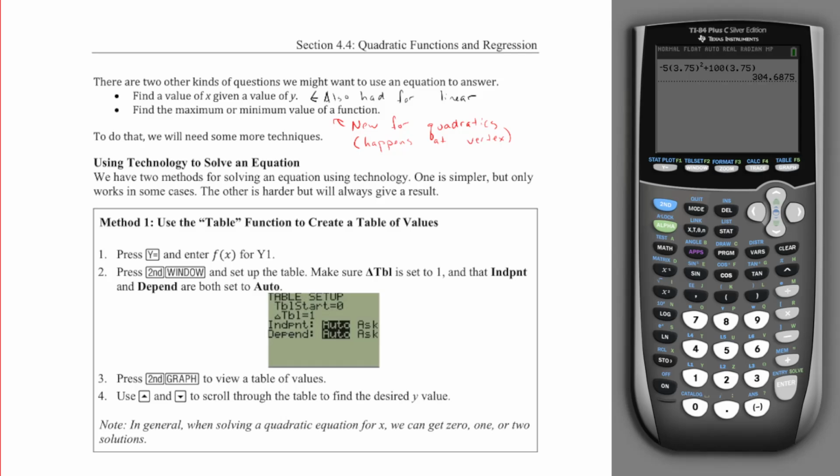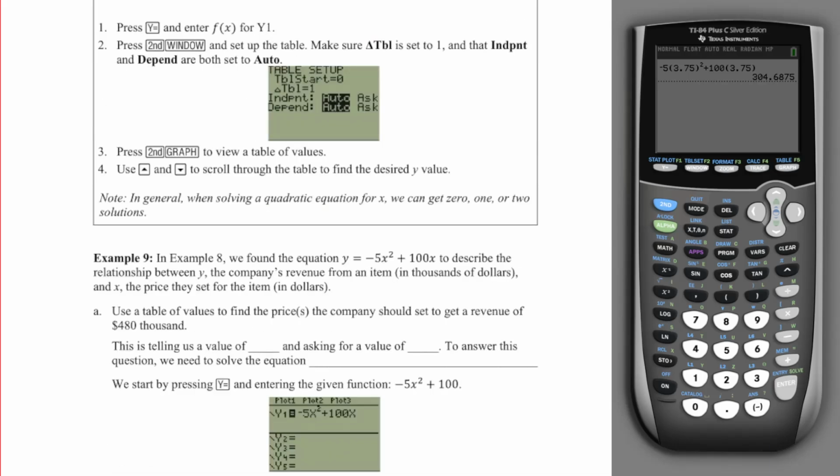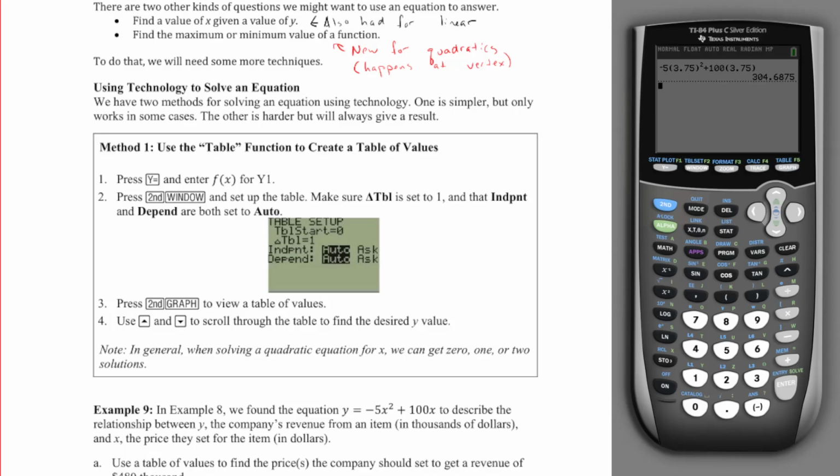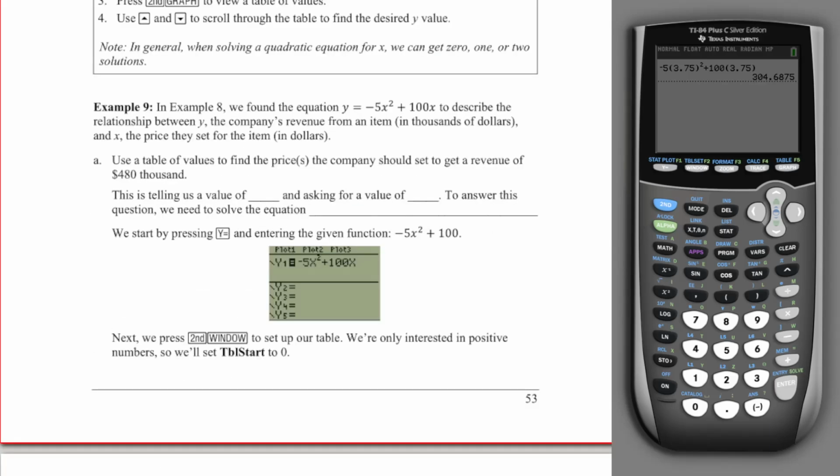And we could generate a table of values by hand, but it's much easier to have the calculator do all the hard work for us. We're going to generate a table of values for the equation that we found in example 8. Right, so we had the equation y equals negative 5x squared plus 100x. Here we have just the general instructions for creating a table of values to refer back to, but we're going to work through it together in this example.